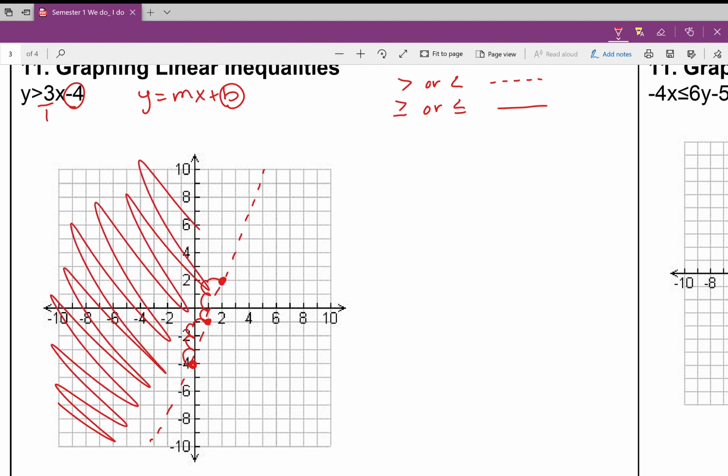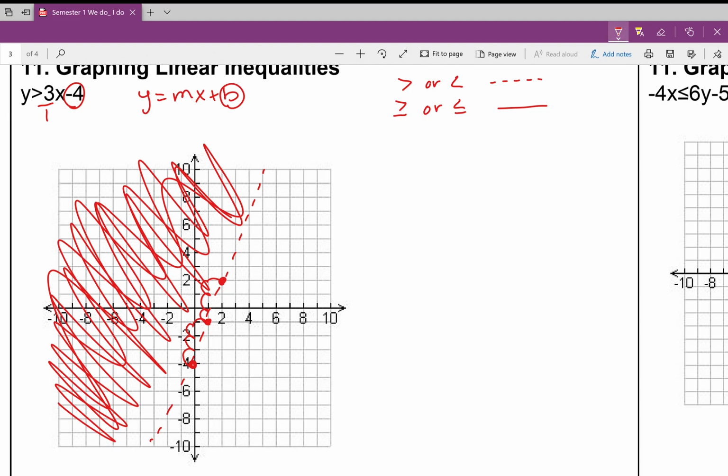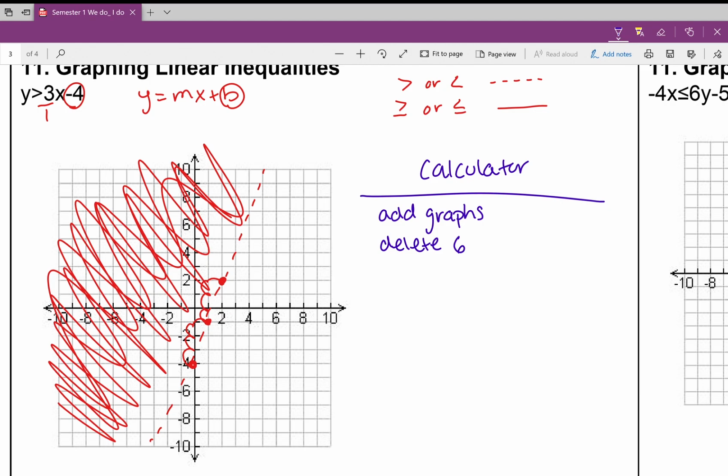Okay, so you could have got the same thing by doing this on your calculator. So let me write this off to the side. Calculator. Go to Add Graphs. Hit Delete 6. Type your equation.